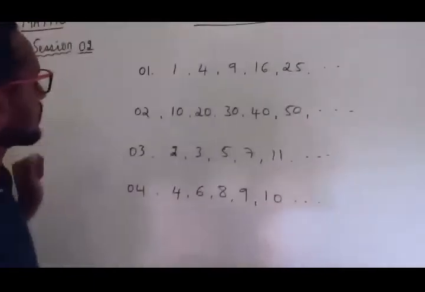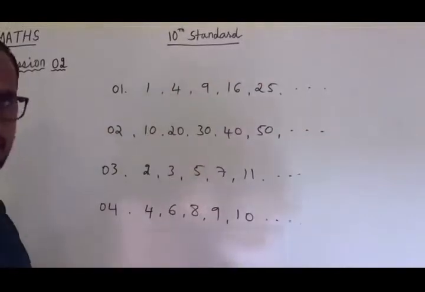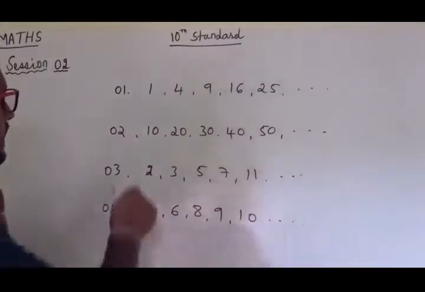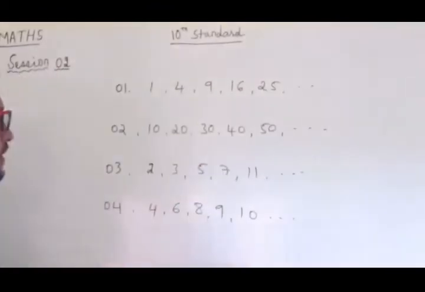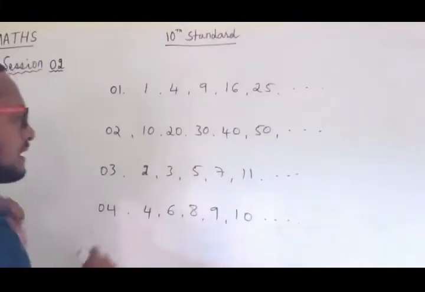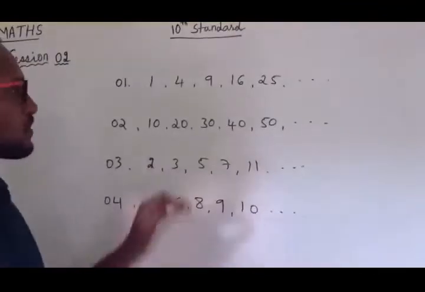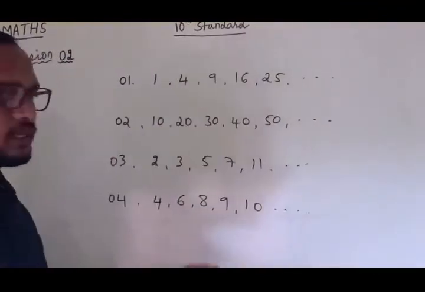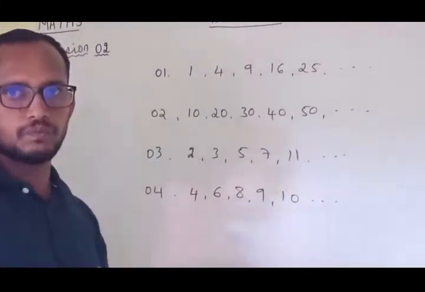In the first collection, this is a collection of square numbers. Just make squares of every integer, and you will get that result. The second collection is a collection of multiples of 10, because 10, 20, 30, 40, 50. The third collection is a collection of odd numbers. And the fourth collection is a collection of composite numbers. So what is the similarity among these? It is very simple. They have some definite rule.